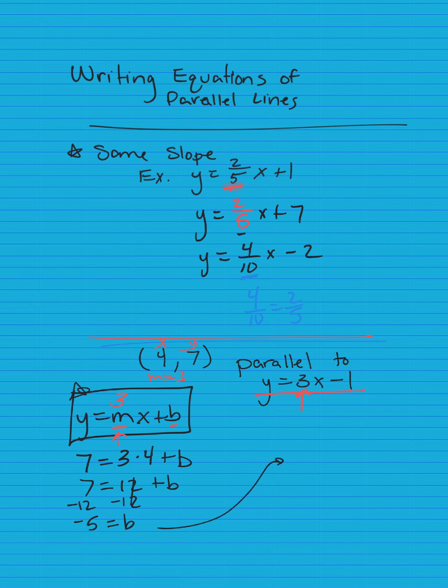And once I have that information, I can write my answer. So then a line that goes through (4, 7), that's parallel to y equals 3x minus 1, would be y equals 3x minus 5, or plus -5. So I have my parallel slope, 3 and 3, and I have the y-intercept that we just found using our point (4, 7).